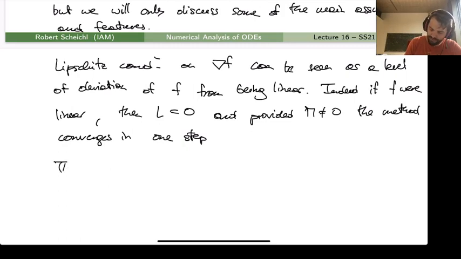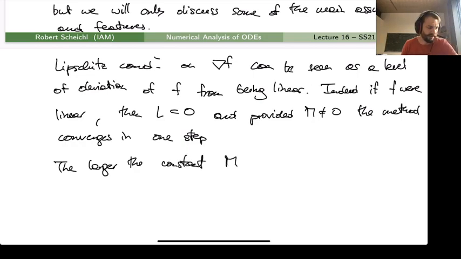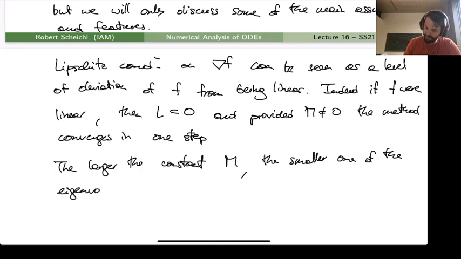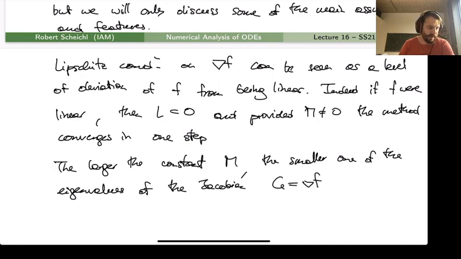But the larger the constant m, so the more grad f, the Jacobian, is not invertible, the smaller one of the eigenvalues of the Jacobian g equals grad f is.